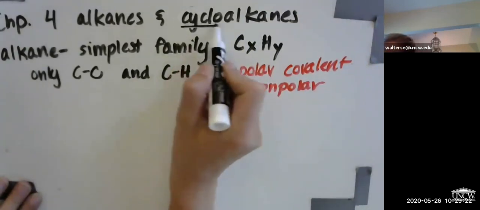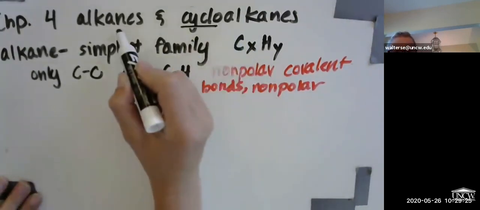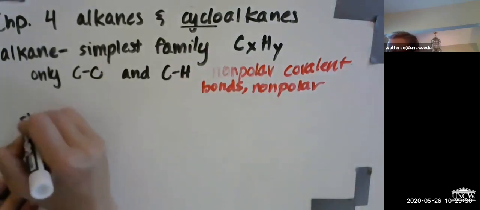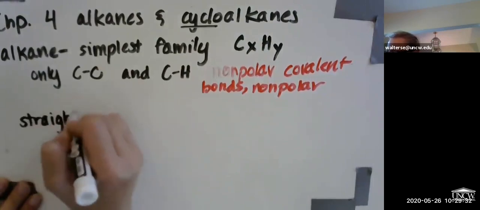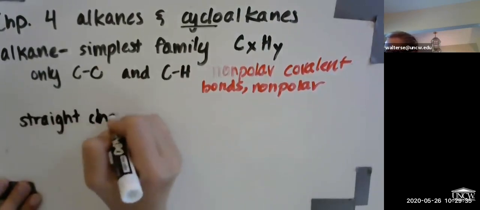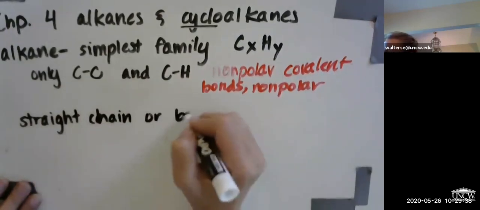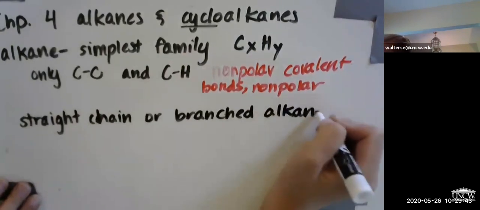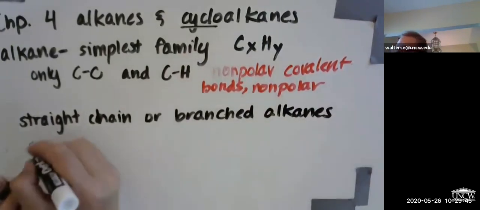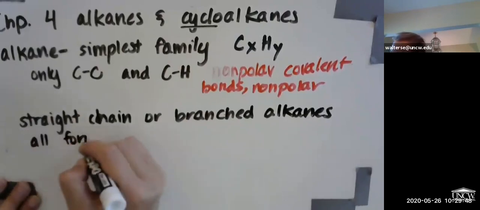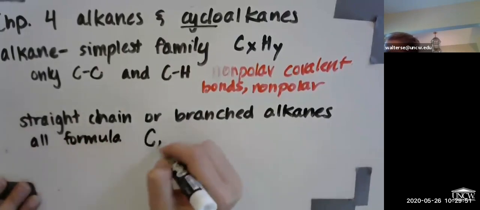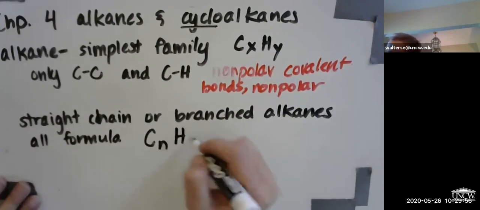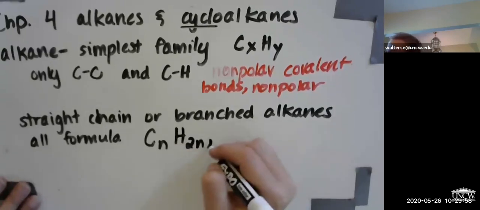Okay, so cycloalkanes, this word cyclo means they're rings. So alkanes are chains, straight chains or branched chains. Branch just means they have pieces coming off of there. They all have the formula CnH2n+2, where n is some number greater than or equal to 1, and then H is 2 times that number plus 2.